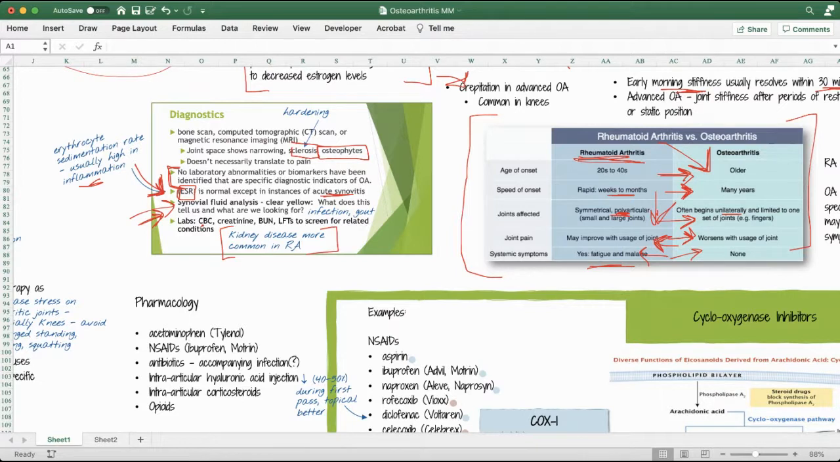Again, there's not really any difference on your labs for OA, but we do want to keep an eye on your other markers. Just keep an eye on the rest of your organs. I guess part of that is because kidney disease is more common in people with RA. You know what? Look that up. Just double check on it for me. I wouldn't worry a whole ton about that. I can't imagine that's going to be a question on the exam.